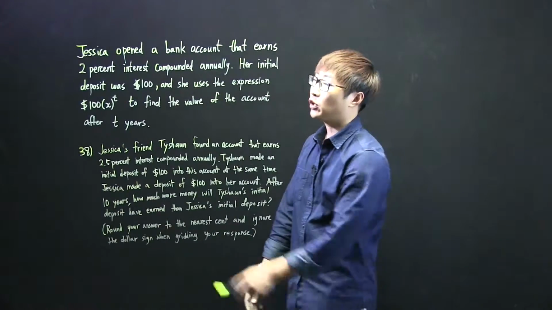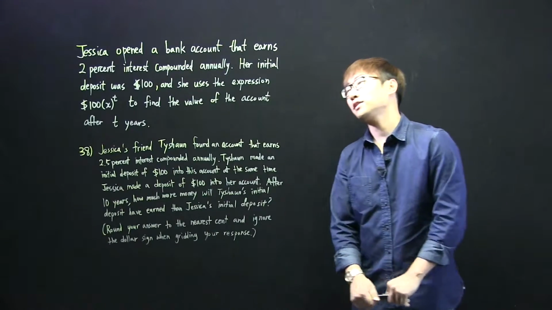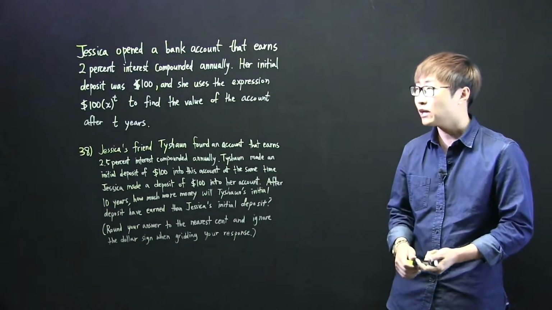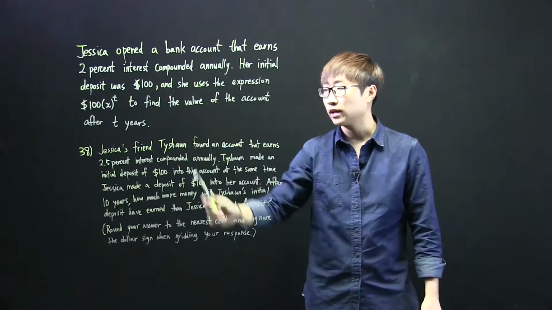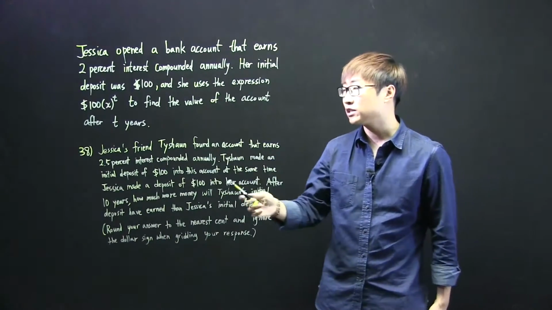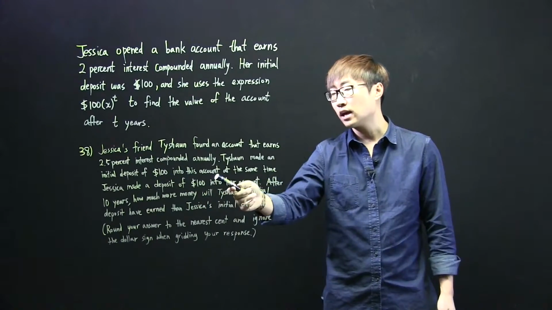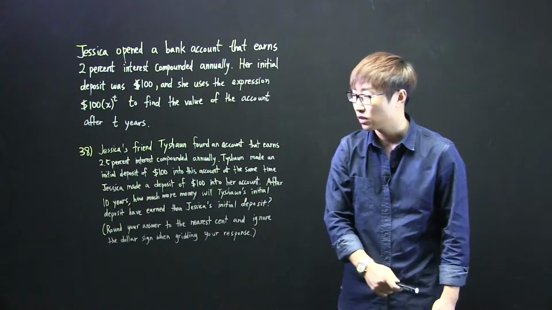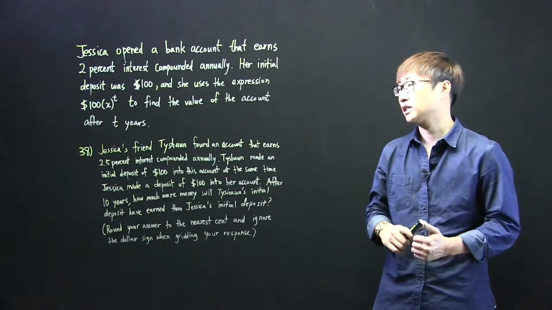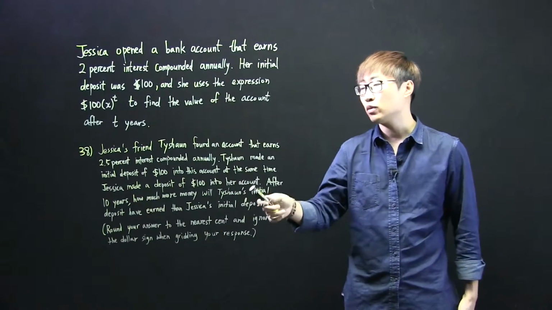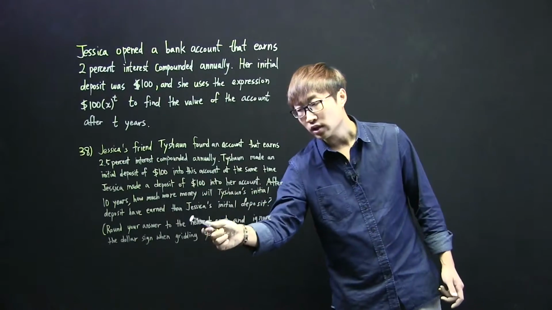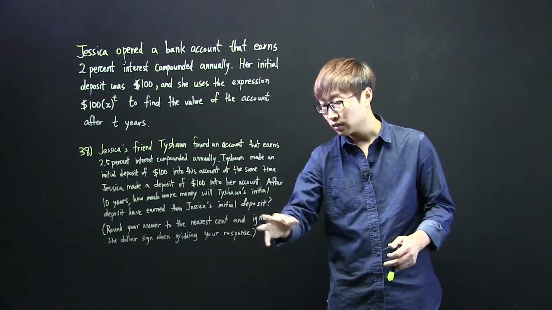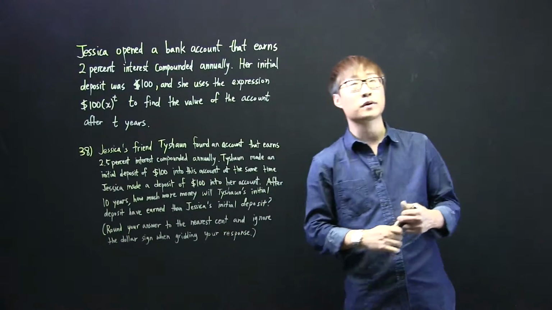All right, so last question, 38. Jessica's friend Tyshawn found an account that earns 2.5% interest compounded annually. So that's a little more than the 2% that Jessica earns. Tyshawn made an initial deposit of $100 into this account. At the same time, Jessica made a deposit of $100 into her account. After 10 years, how much more money will Tyshawn's initial deposit have earned than Jessica's initial deposit? Round your answer to the nearest cent and ignore the dollar sign when grading your response.